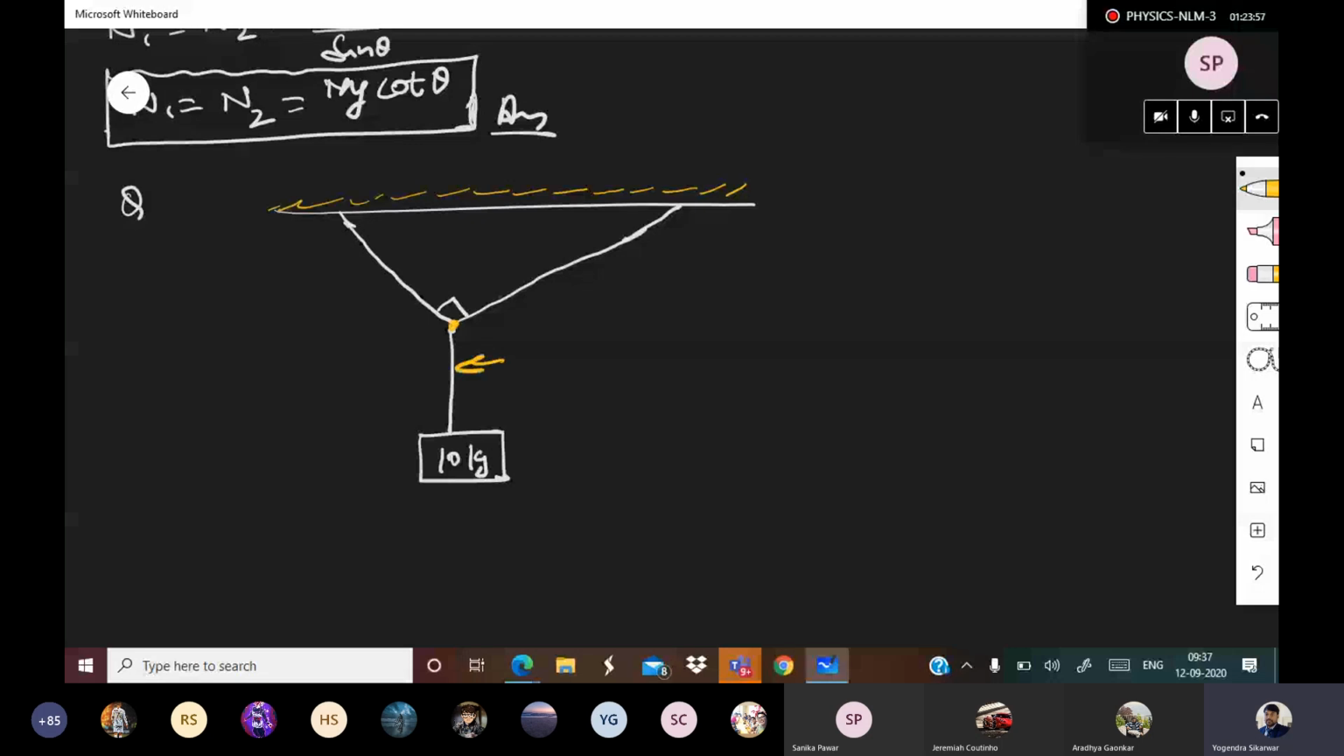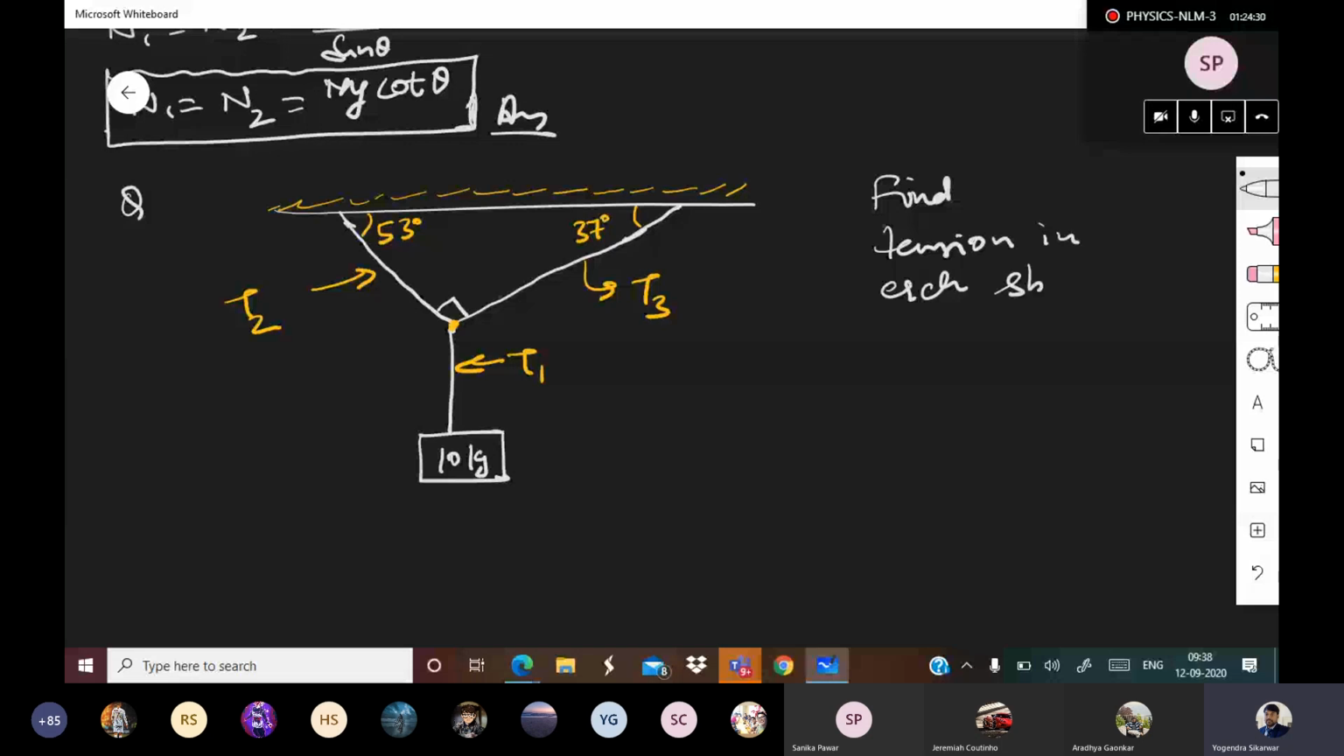This is T1, this is T2, this is T3, this is 37 degree, this is 53 degree. Okay, so the question is: find the tension in each string. Everyone find.